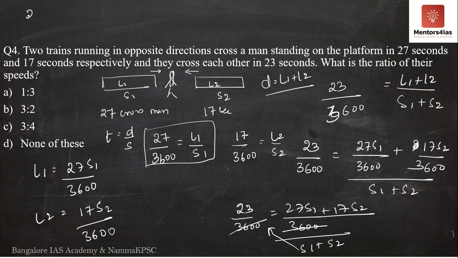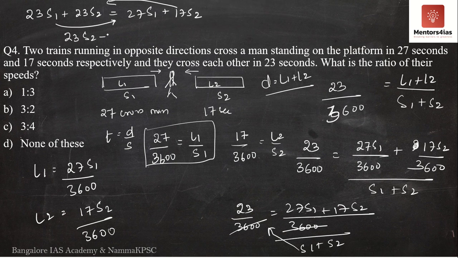So what do we get here? 23 into S1 plus S2. So we have 23 S1 plus 23 S2 is equal to 27 S1 plus 17 S2. Now I'm going to take 23 S1 to the right hand side, and I'm going to take 17 S2 to the left hand side. So what do we get here? We get 23 S2 minus 17 S2 is equal to 27 S1 minus 23 S1.